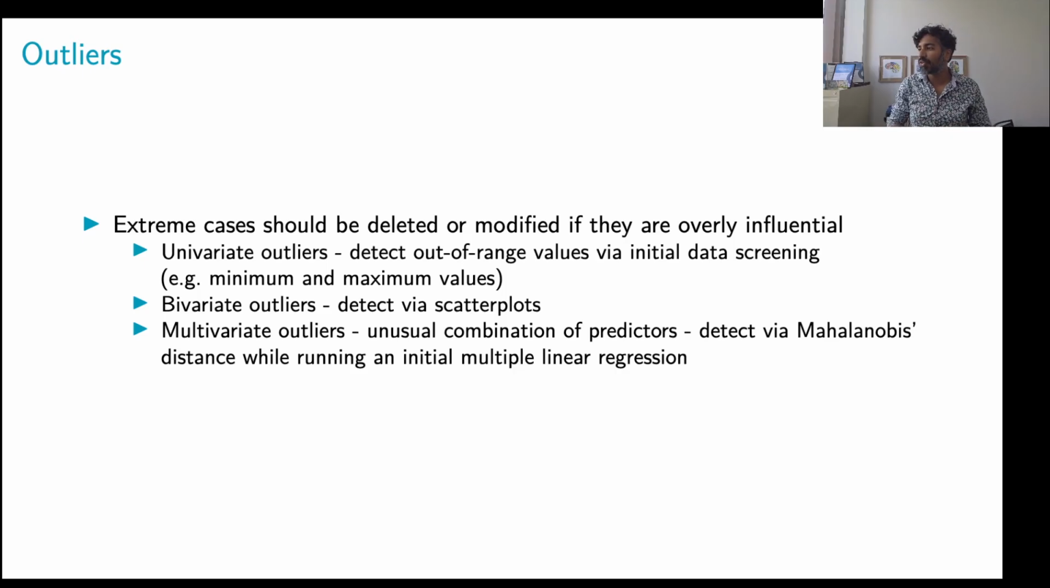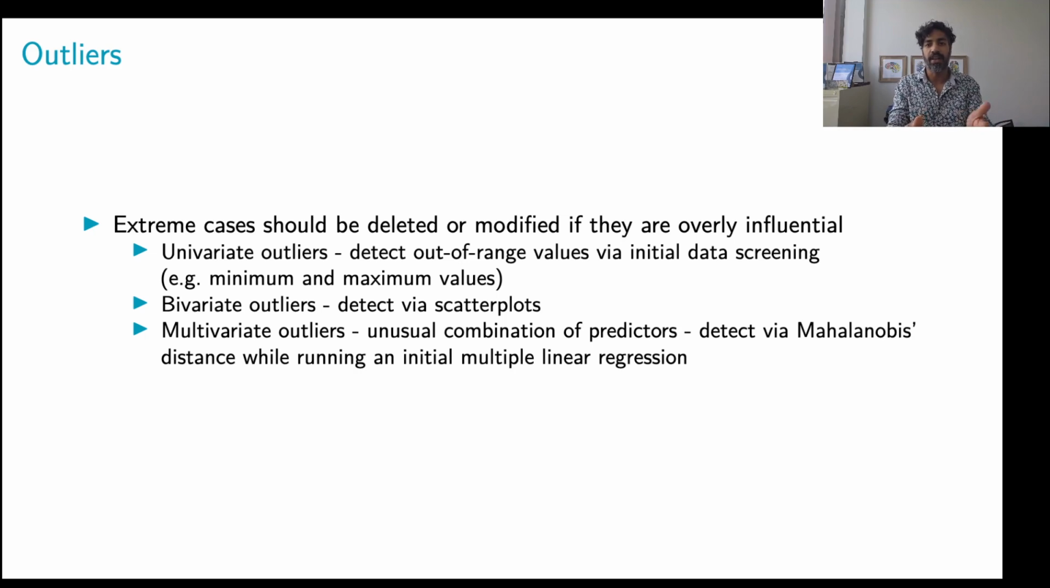Okay, let's talk through outliers. So outliers are extreme cases that should be deleted or modified if they are overly influential. And what I really want to talk through is what it means to be an influential outlier. So univariate outliers are detected as out of range values via initial data screening. So you look at individual variable distributions and you see if there are variables that are outliers, so minimum and maximum values, and whether they're within the scale. That's if it's an incorrect entry.